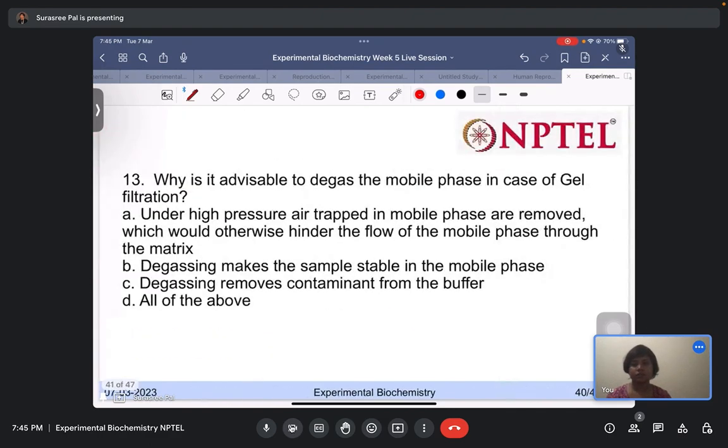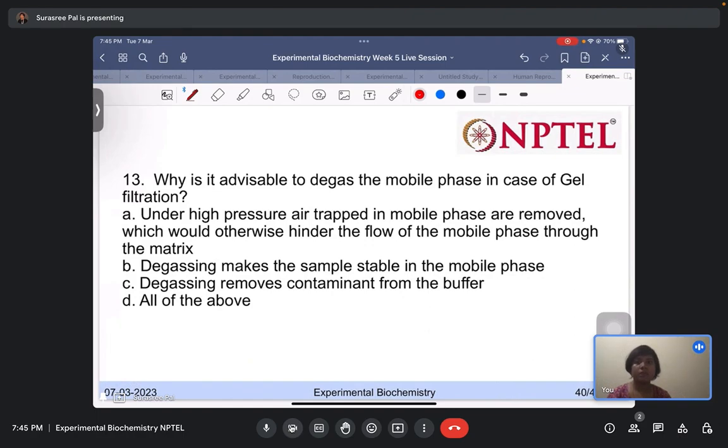Next question. Now this is a question which asks, why is it advisable to degas the mobile phase in the case of gel filtration? So degassing means what? Degassing means removing the bubbles from any solution, any buffer that we are using for the gel filtration column. We remove the bubbles from the buffer and then we run the buffer in gel filtration.